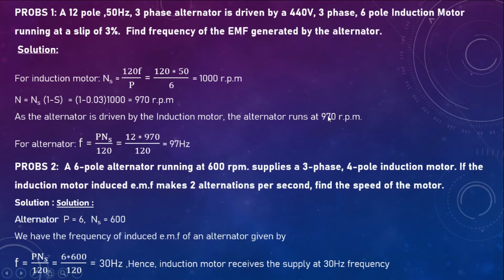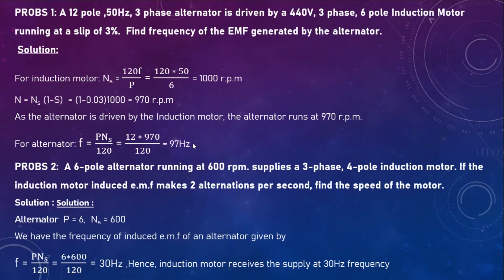So once you find out the speed of the alternator as 970 rpm, then we can find out the frequency of EMF generated by the alternator as Pn by 120, but here n is 970 because this speed is related to the alternator. So we need to substitute here the speed of alternator. So 12 into 970 by 120, you will get 97 Hz.